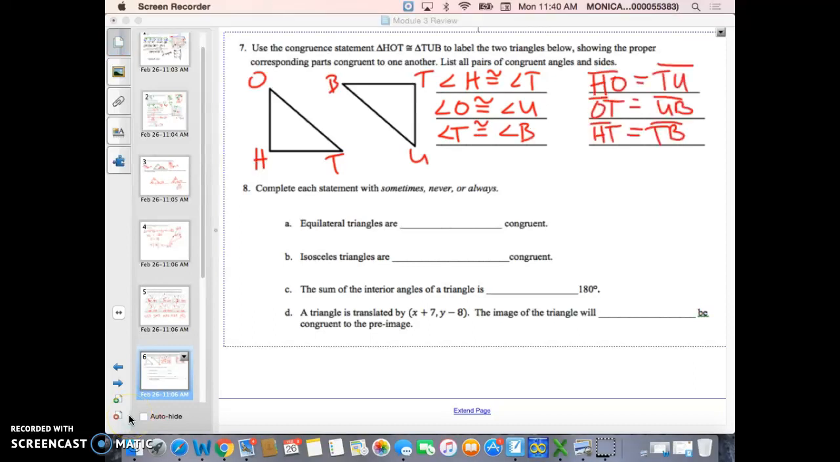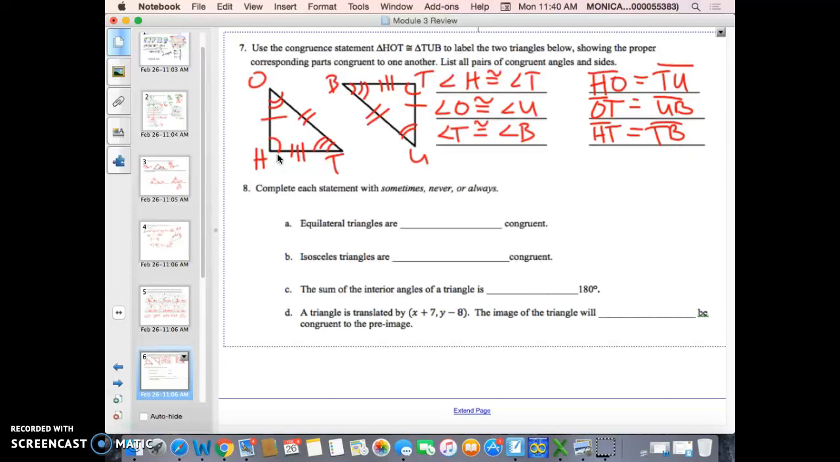So as you can see, I lined up all the congruent angles and the congruent sides. I listed them all. I guess I could also do this. O and U, and then 1, 2, 3. And then I could do H, O, and T, U. O, T, U. 1, 2, 3, 1, 2, 3, like that. So they're marked up and everything.